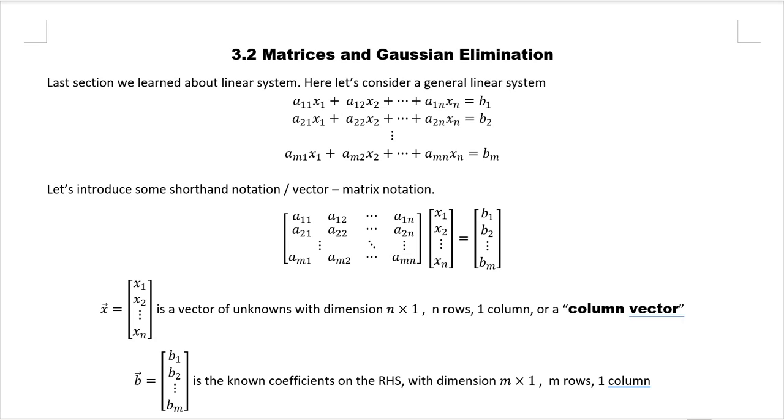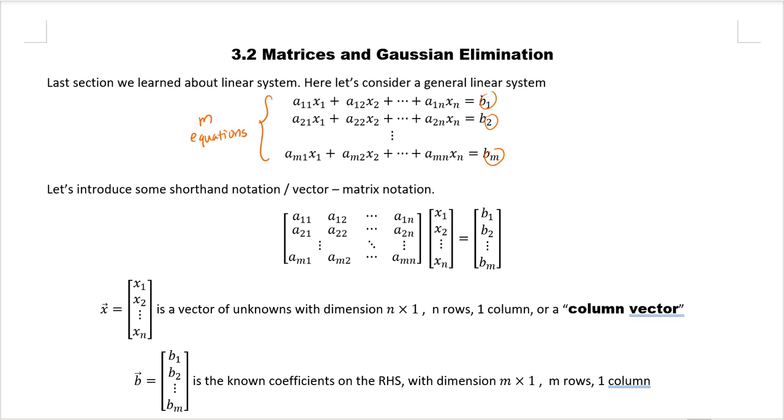Hi everyone! Today let's talk about section 3.2, Matrices and Gaussian Elimination. Last session we learned about linear systems. So here let's consider a general linear system. How many equations do we have? The first equation, the second equation, so there are actually m equations.